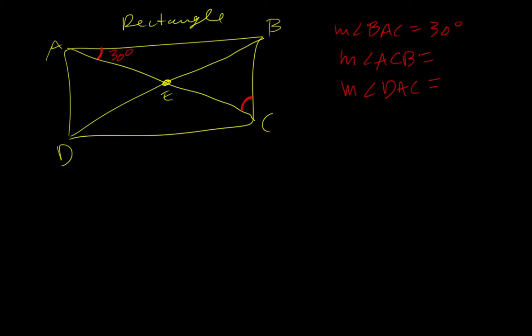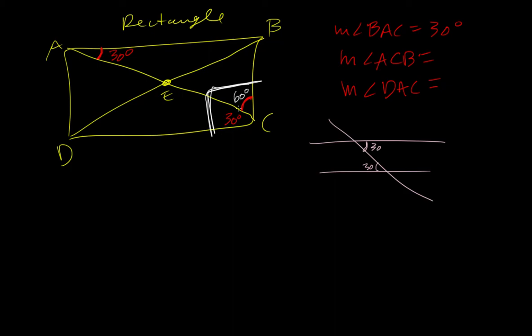Okay. What we're going to do for this one, parallel lines cut by a transversal again. So this is 30, so that means that this is 30. But what we actually want is this one. Anyway, this is 30 on the diagram. Now, we know that this is a 90-degree angle because it's a rectangle, and so this has to be 60. So those add up to 90.